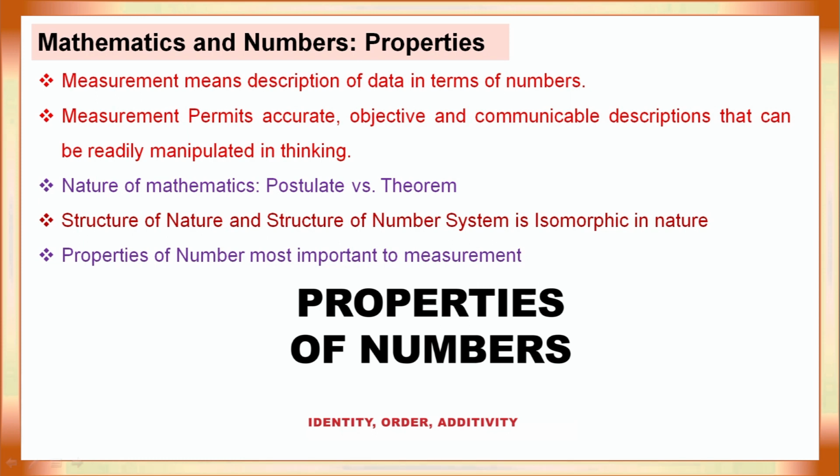Now, measurement, or this game of numbers or mathematics, is dependent on two particular aspects, which are known as postulate and theorem. Here it is very important to differentiate between them, what is a postulate and what is a theorem. We will come to the applicability of the postulate and theorem also.